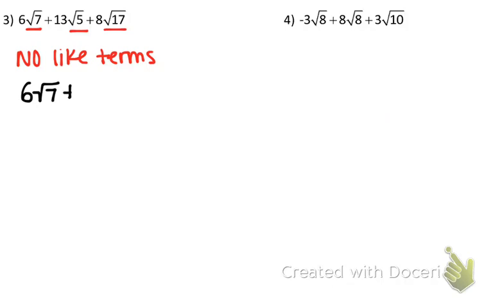In example 3, we have 6 square root of 7 plus 13 square root of 5 plus 8 square root of 17. So immediately all of these radicands are different numbers, which means none of these are like terms. So if we cannot combine them because they are not like terms, then this would already be simplified.